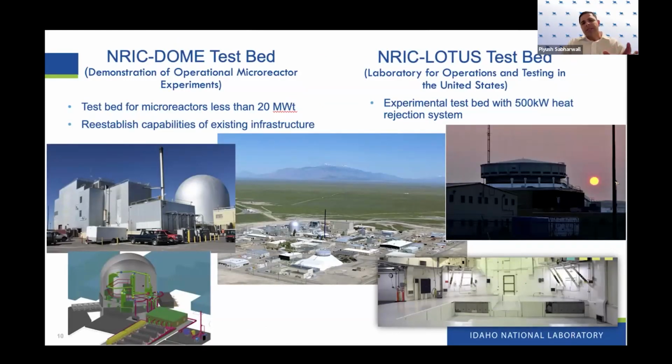The two other test beds that we're utilizing at INL to help with deployment are the NRIC DOME test bed, which is for demonstration of operational microreactor experiments. It's for less than 20 megawatt thermal, and it's establishing capabilities using existing infrastructure. The NRIC LOTUS test bed has a 500 kilowatt heat rejection system, so that limits how big a reactor could be. And the dome that you see on the left-hand side, that's the EBR-II dome that we're using in this DOME test bed.